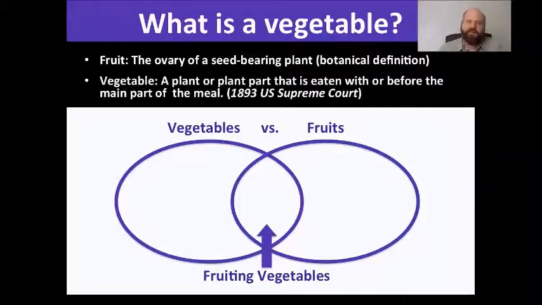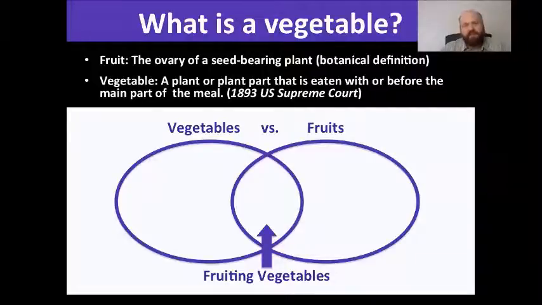So this whole thing got so interesting in its definition that it went all the way up to the Supreme Court back in the late 1800s. And the Supreme Court actually defined what a vegetable is. And it has nothing to do with botany or the tissue types or anything like fruits are. Vegetables are defined by how and when you eat them. In other words, the culinary use of that plant.